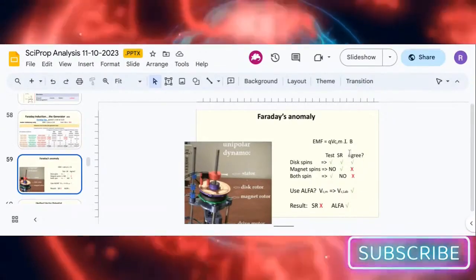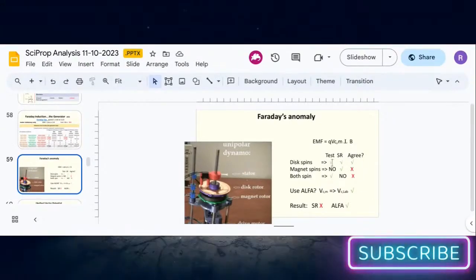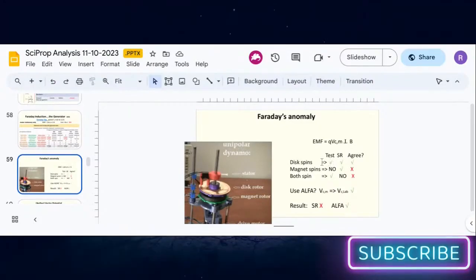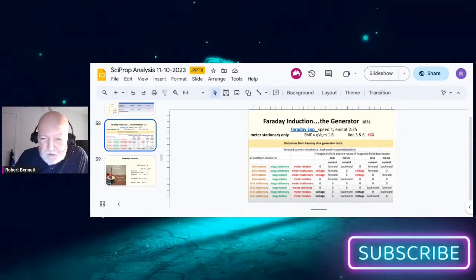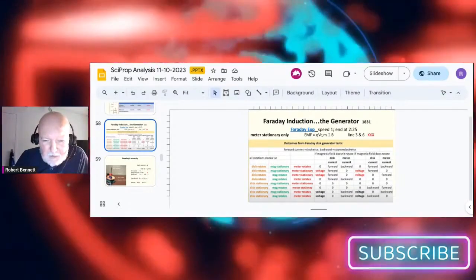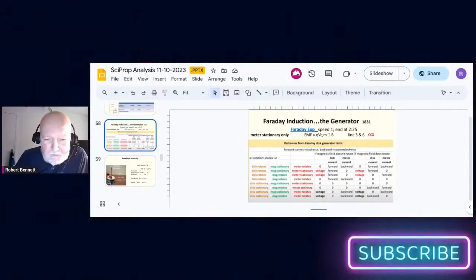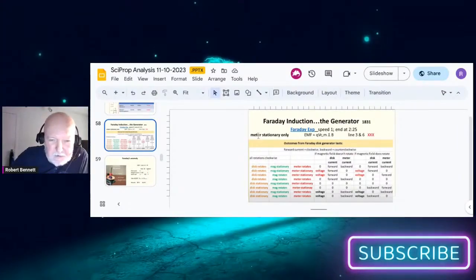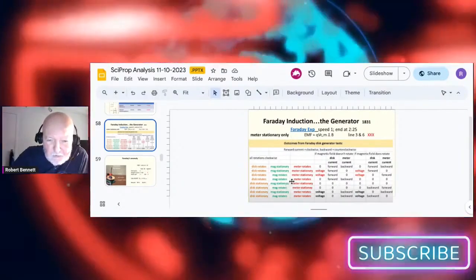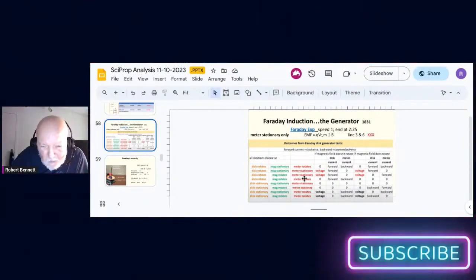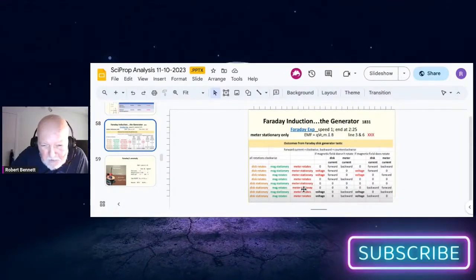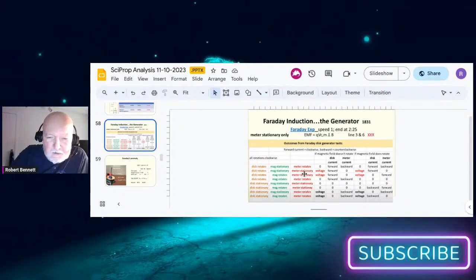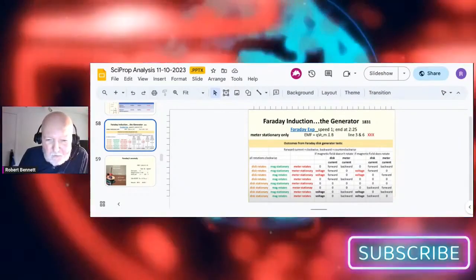So I'm going to go through the results of the test for those that are important. The chart shows that there are 8 possibilities for rotating disk, that is the copper, rotating magnet, or the meter rotating. We are only going to consider the meter as stationary. So there's only going to be 4 possibilities: line 2, line 3, 5, and 6. Those are the ones that we consider where the meter, the oscilloscope, is stationary.